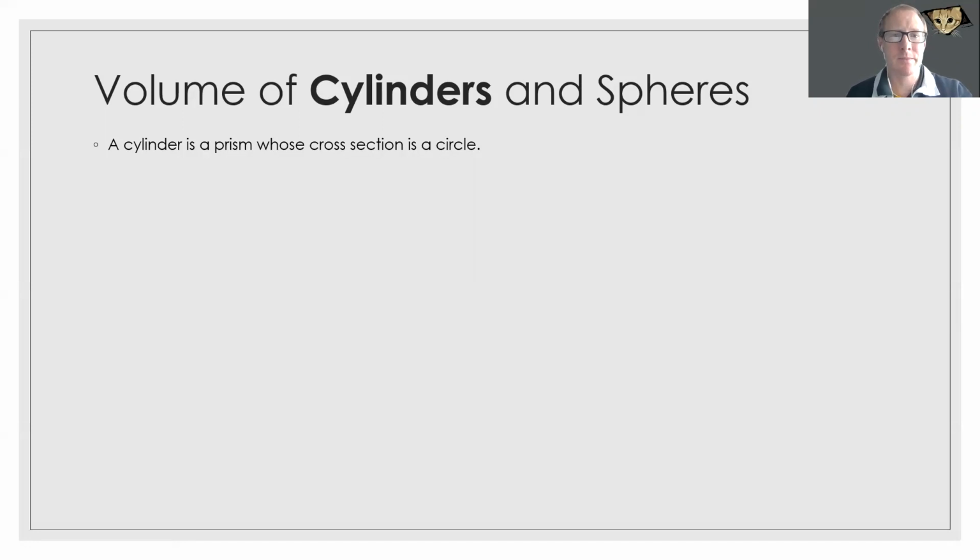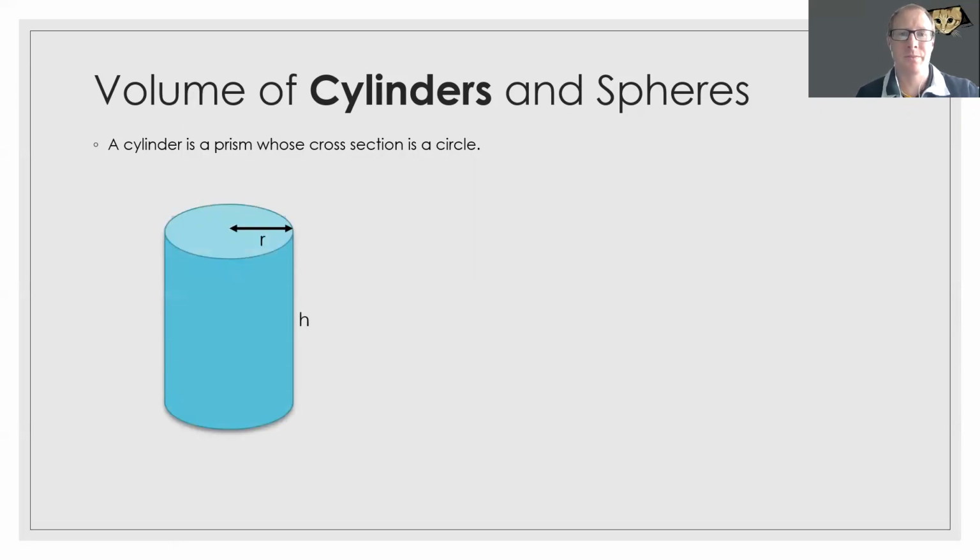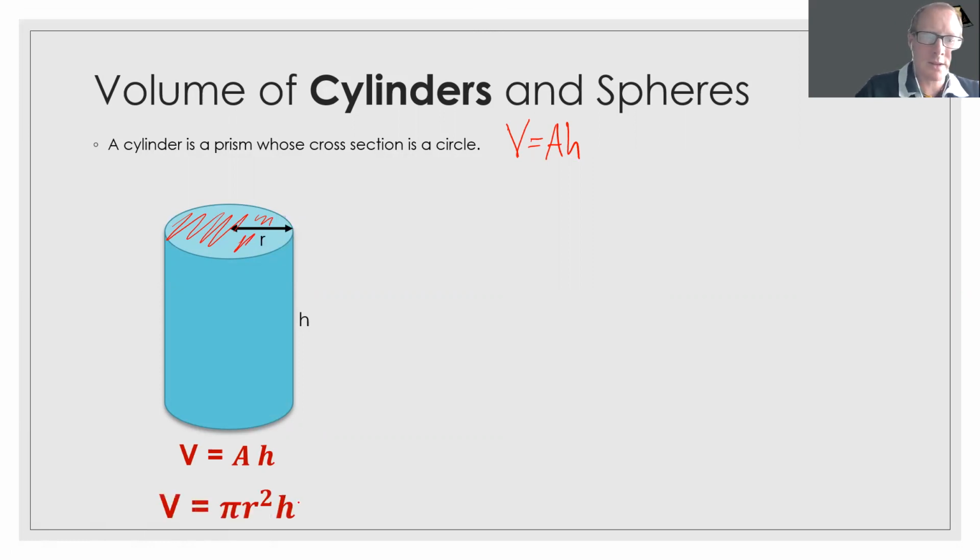Now, a cylinder is just like a prism where the cross section is a circle. If we think back to what the volume of a prism is, the volume is just area times height, of any prism. But now my area of my end is a circle, so pi r squared. So this is my rule for the volume of a cylinder: pi times r squared, which is our circle, and then we times by the height.